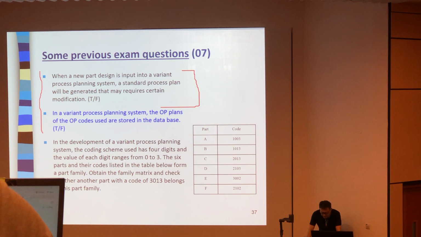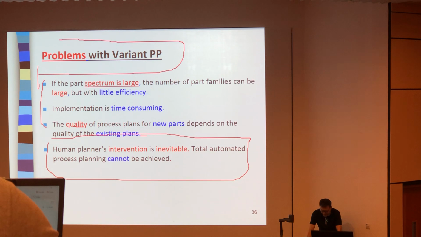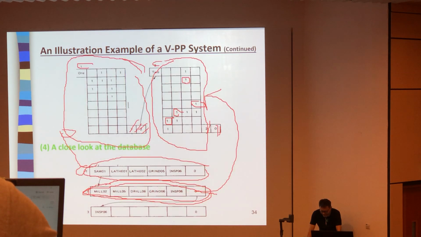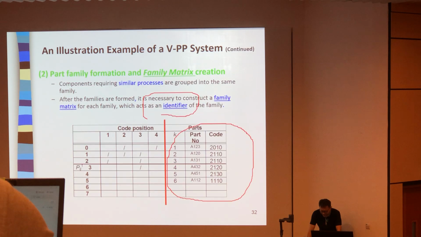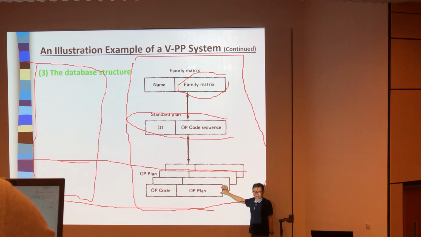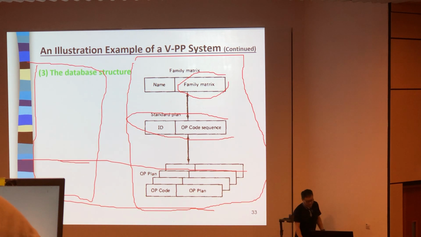Second one, in the variant planning system, the OP plans and the OP codes used are stored in the database. True or false? Okay, true. So the OP plans are all stored in the same database as well.